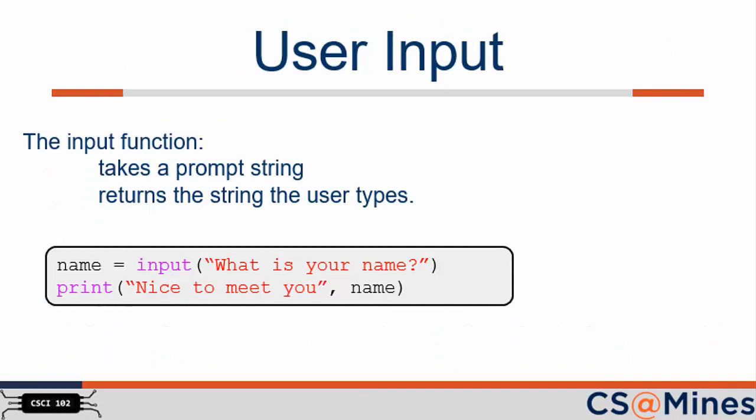We'll move on and talk about user input. User input is another way to assign values to variables. In the code snippet shown here, the variable name is assigned to the value of whatever the user enters at the keyboard. The user might enter Tracy or Dr. Camp or blah blah blah. The print statement following the input statement will then print, nice to meet you, blah blah blah.